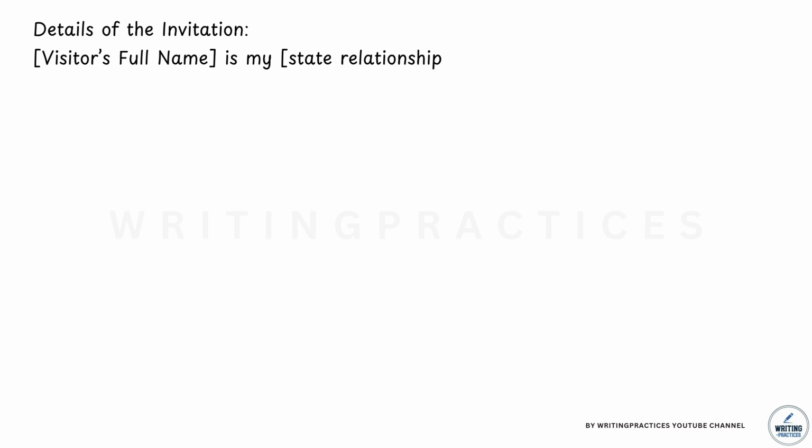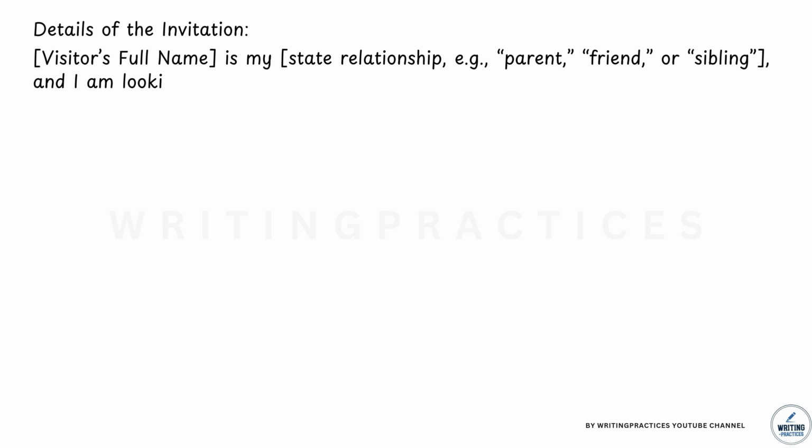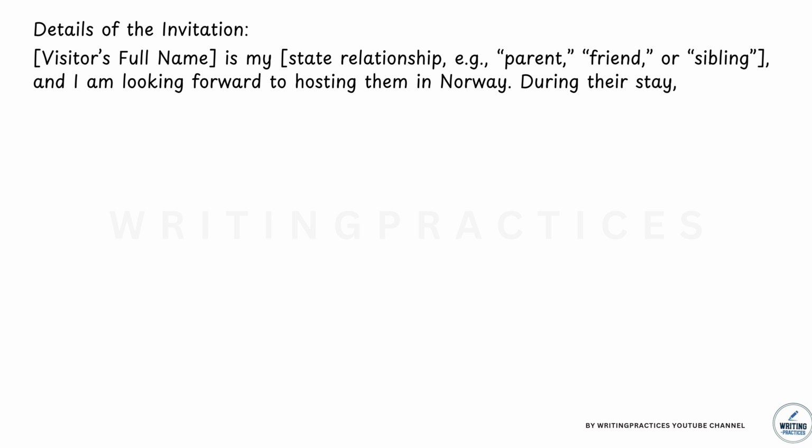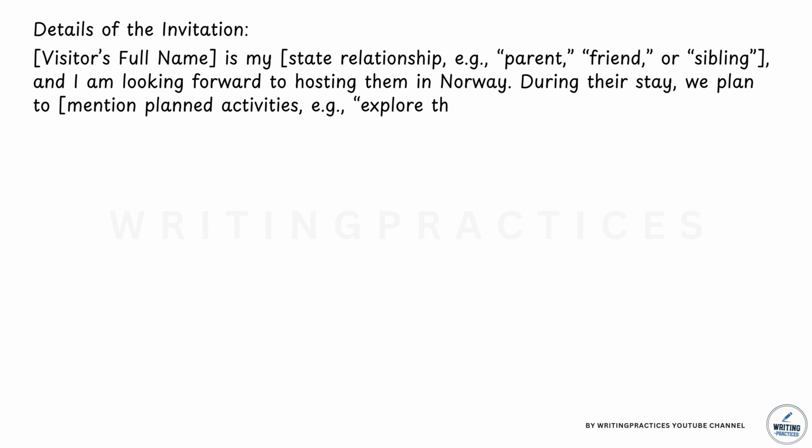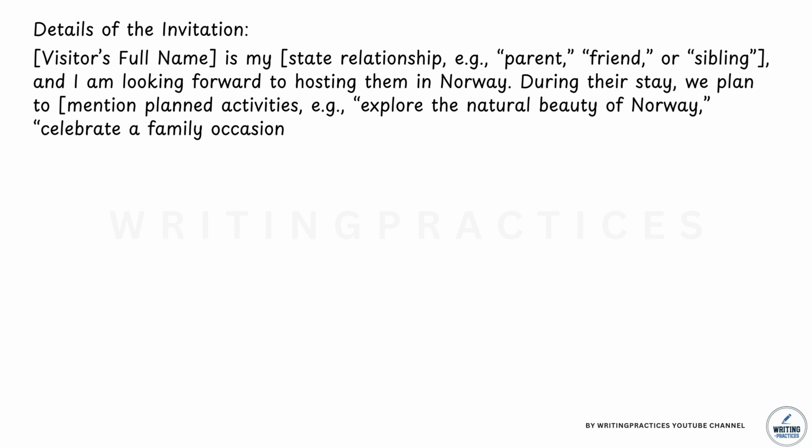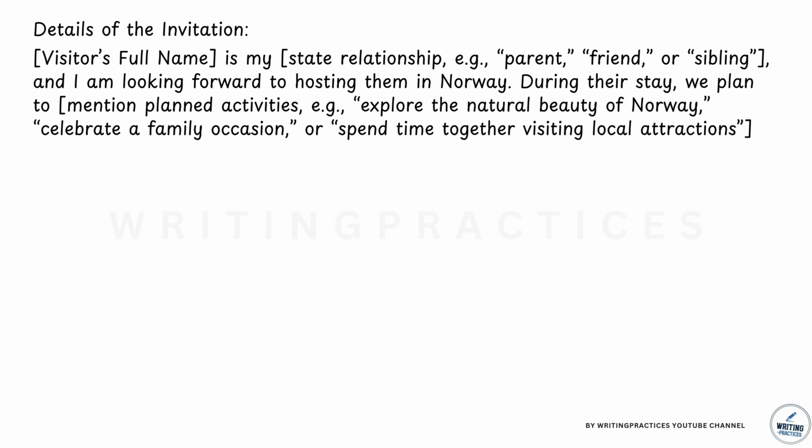Details of the invitation. The next section provides more context about the invitation. Here, explain your relationship to the visitor and describe the planned activities during their stay. For example: Visitor's full name is my state relationship, such as parent, friend, or sibling, and I am looking forward to hosting them in Norway. During their stay, we plan to mention planned activities, such as explore the natural beauty of Norway, celebrate a family occasion, or spend time together visiting local attractions. This section helps the visa officer understand the significance of the visit and its genuine intent.